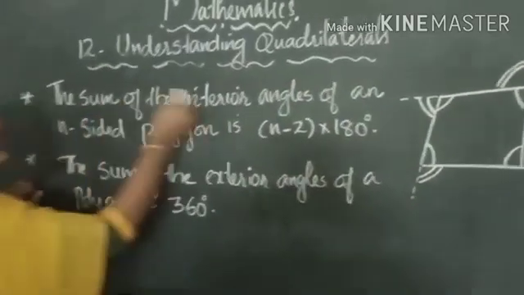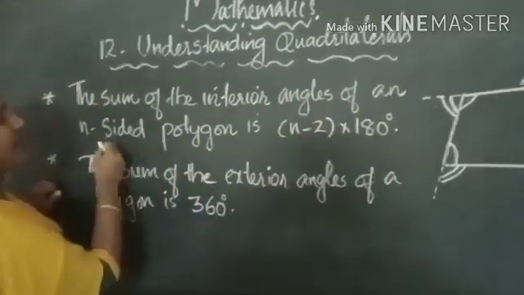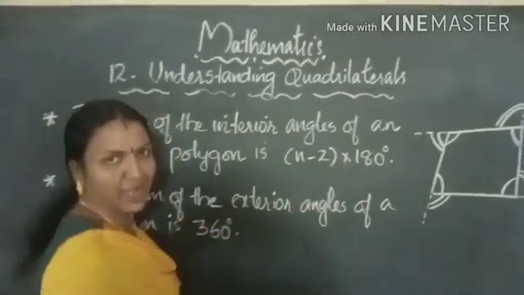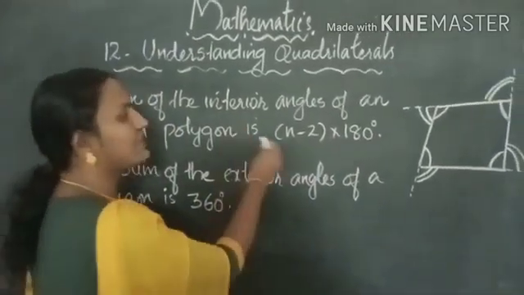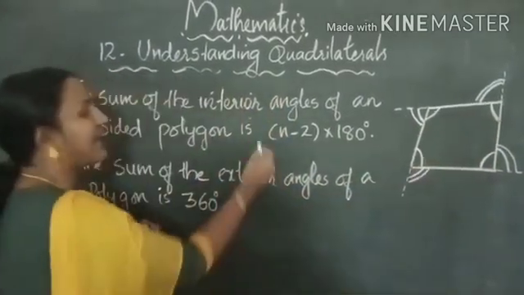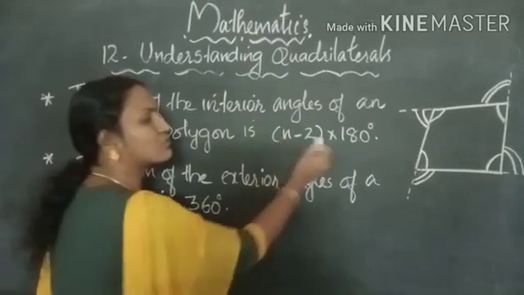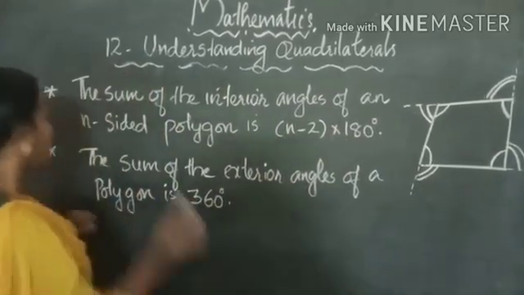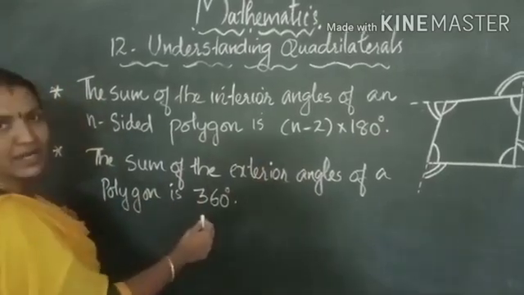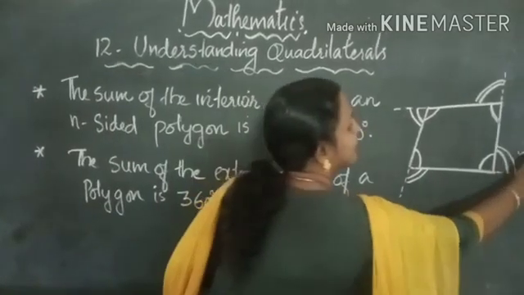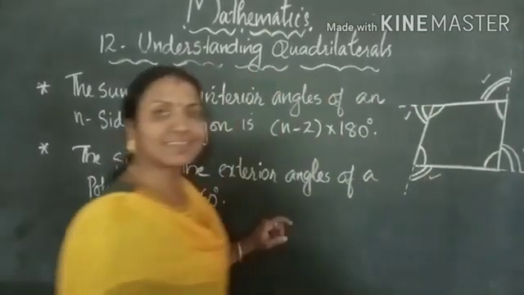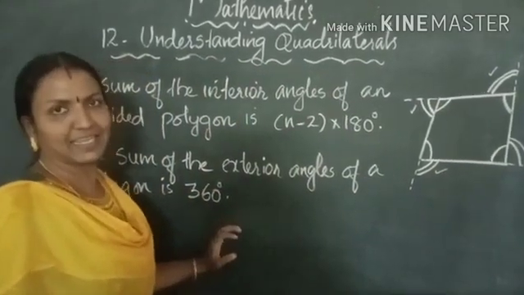The sum of the interior angles of a polygon is n minus 2 into 180. The next point, the sum of the exterior angles of a polygon is 360 degrees.